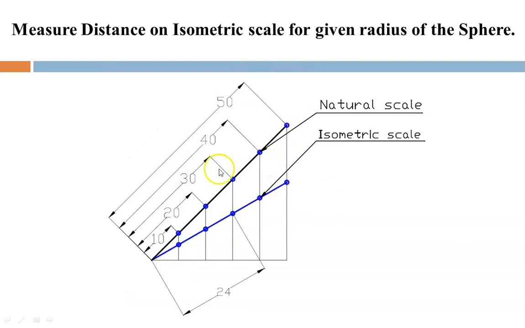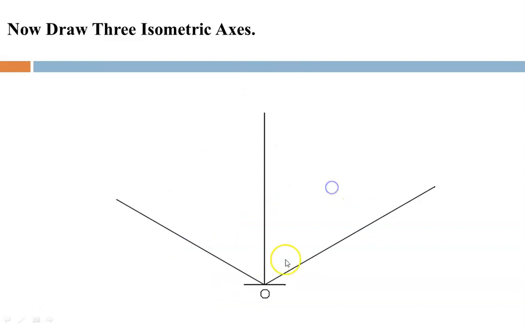Now after drawing this, the radius is given to you as 30 mm. So considering 30, this isometric scale becomes 24 mm. So this 24 is now useful for the next step. First draw 3 axes as per our regular practice.